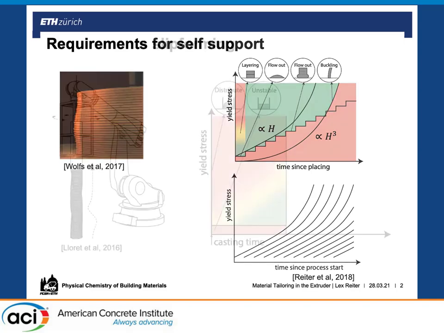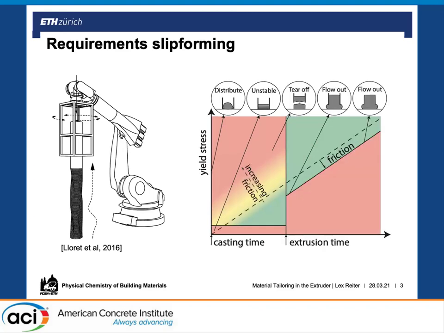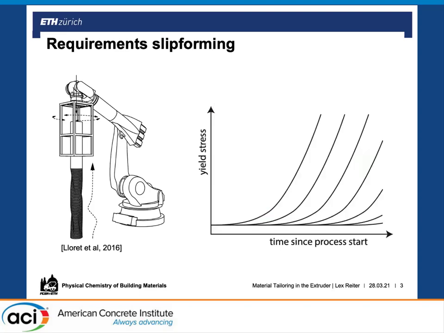A very similar thing also happens in slip forming, in which we are casting concrete from the top at a constant rate, and we are moving up with the robot to extrude it. Here, during the time period where the material stays in the formwork, the yield stress should not evolve too much. But then again, we have a requirement of a linear yield stress increase over time, and we get a somewhat narrow characteristic that we have to fulfill. And again, this is the case for every layer.